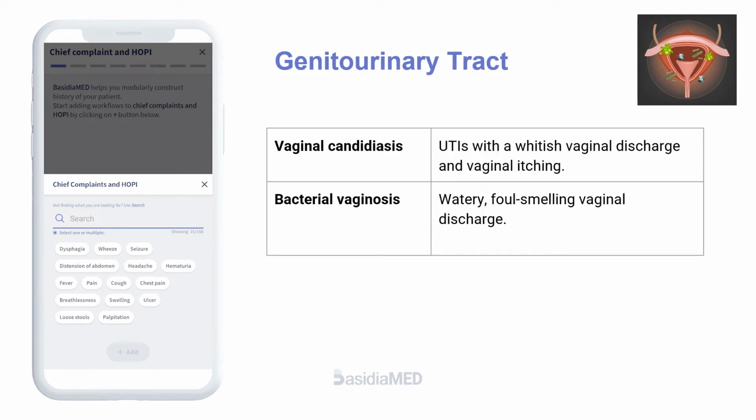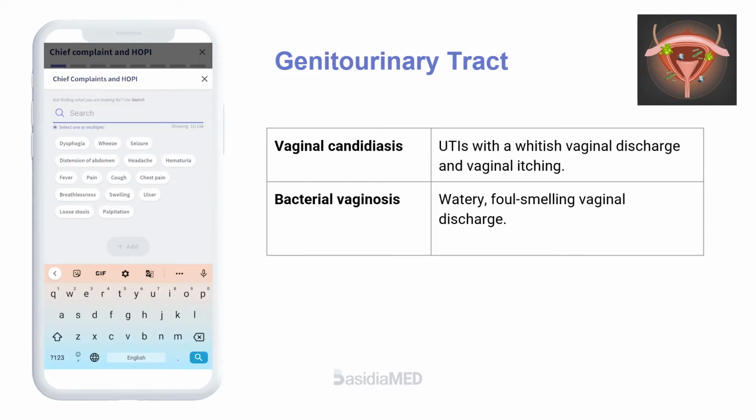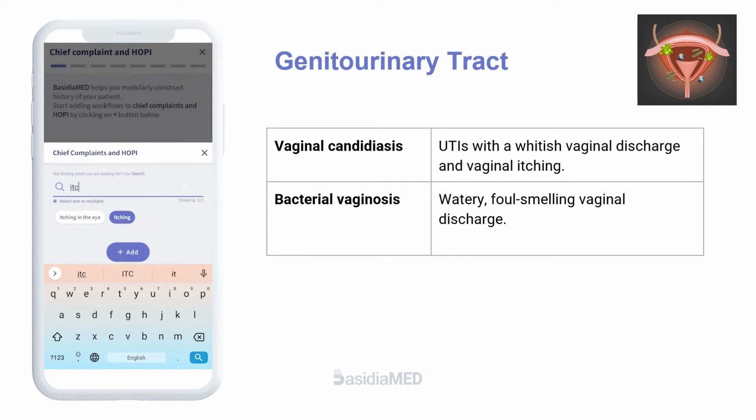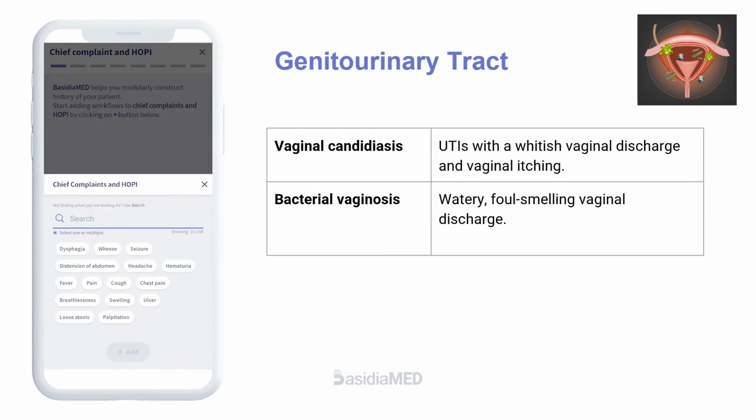Vaginal candidiasis may present like urinary tract infections, with a whitish vaginal discharge and vaginal itching. Bacterial vaginosis presents with watery, foul-smelling vaginal discharge.